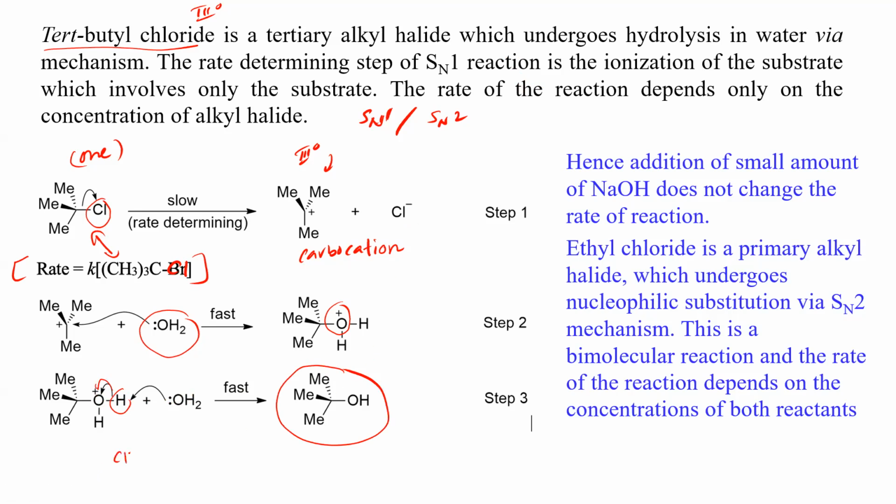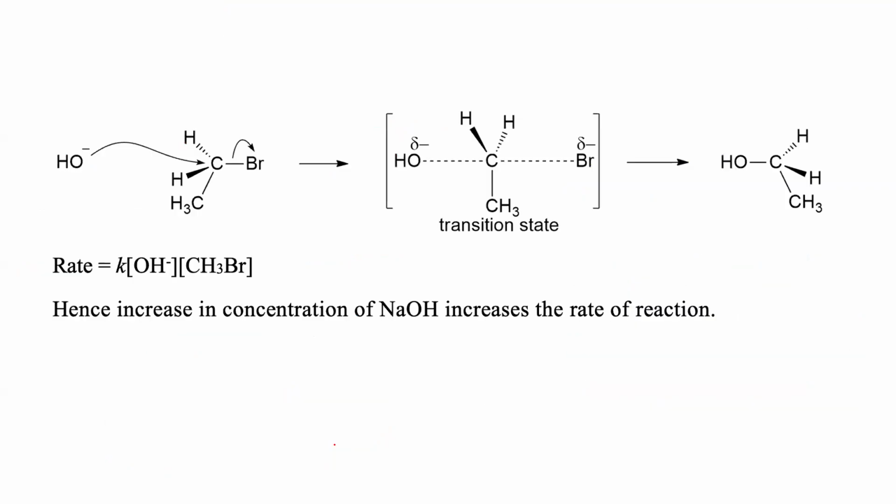So the tertiary butyl chloride, with water, you get this alcohol. Hydrolysis of alkyl halides will give you alcohols. So let's analyze the other one as well. Ethyl chloride or ethyl bromide.